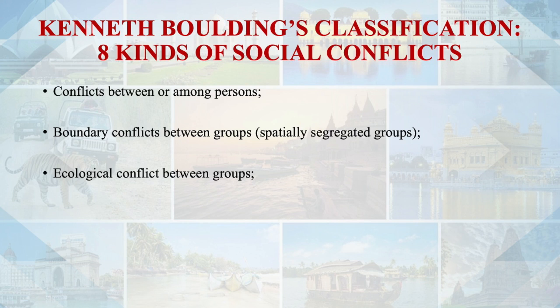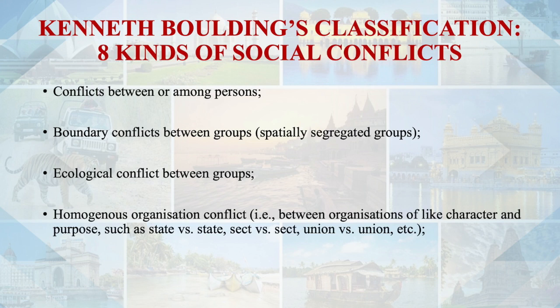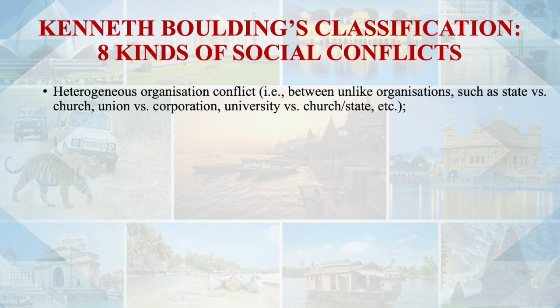Then ecological conflict between the groups. One group can claim that because of your practices, because of your behavior, there is a disruption of ecological activities. Then we have homogeneous organization conflict, between organizations of the same character or purpose, such as state versus state, one sectarian versus another sectarian. Then we have heterogeneous organization, meaning there are no homogeneous activities in that. So we can have conflict between unlike organizations like state versus church, or union versus corporation, or university versus church or state.